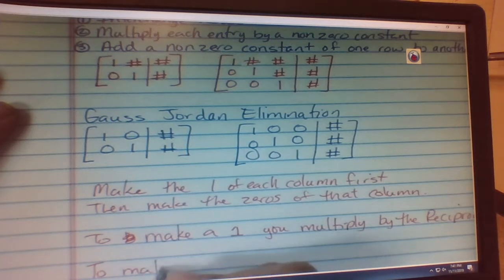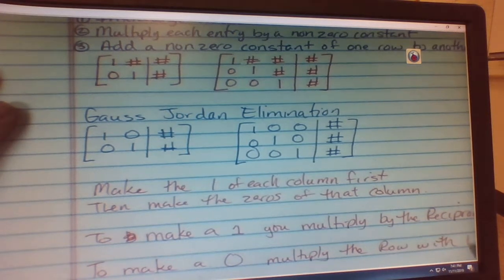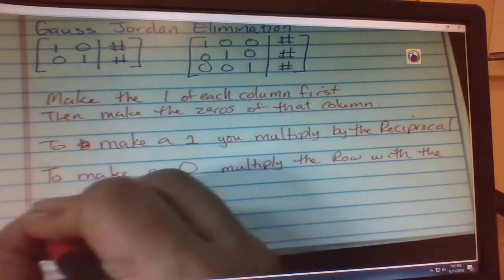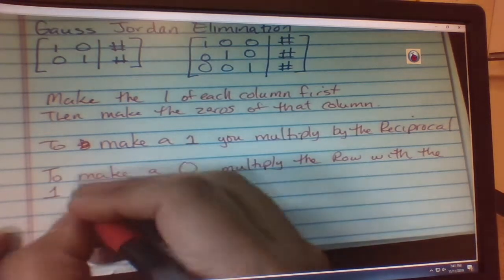To make a 0, multiply the row with the 1. And you'll know what this means in a little bit when we read this over and over when we're doing the actual work. So make the 1. To make a 0, multiply the row with the 1 and add it to that row.